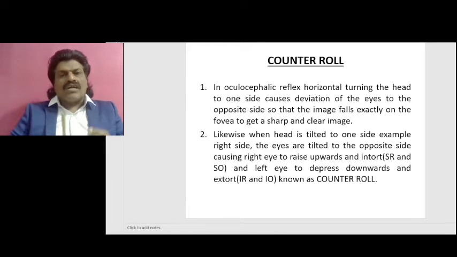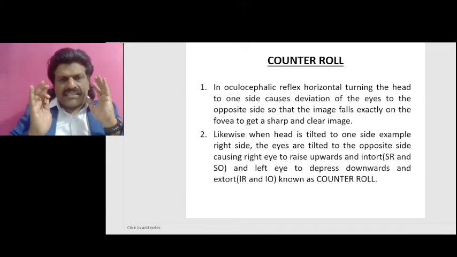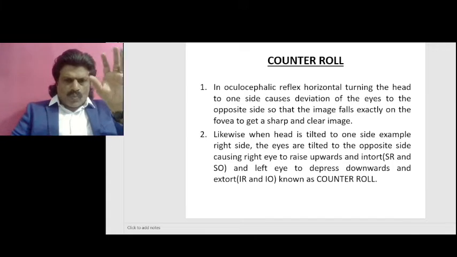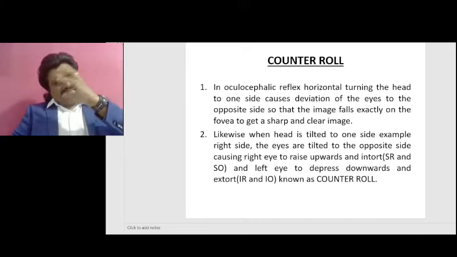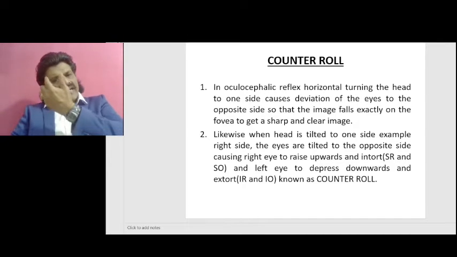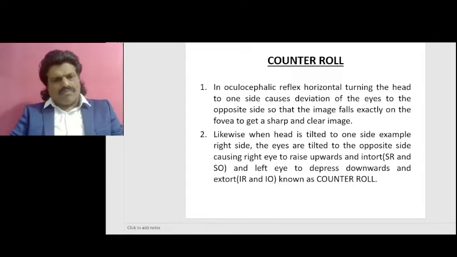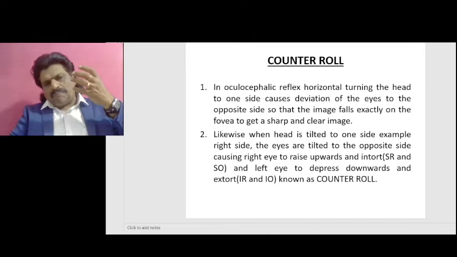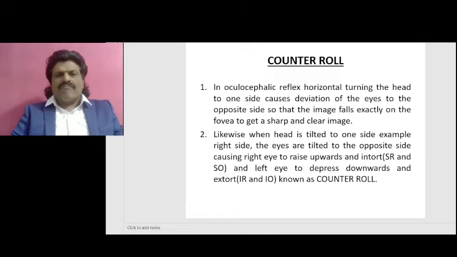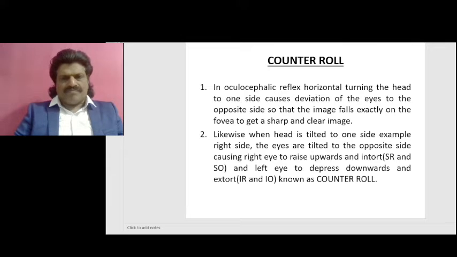so as to get the image exactly on the fovea and to maintain it in a sharp manner. So likewise, when the head is tilted to one side, for example the right side, the eyes are tilted to the opposite side, causing the right eye to raise upwards and intort, that is superior rectus and superior oblique, and the left eye to depress downwards and extort, that is inferior rectus and inferior oblique, known as the counter role.